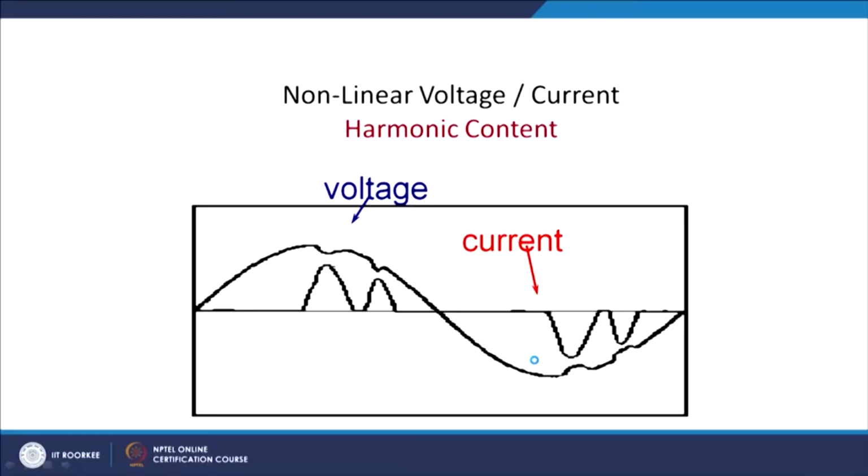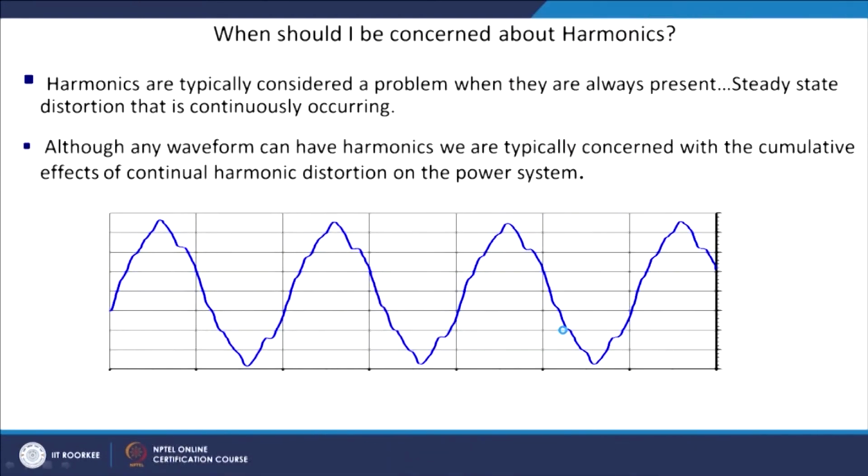So, sometimes this occurs when the diode rectifier is feeding an RC load. The current will have a distortion power factor, and because current flows only for a short duration, there will be a notch in the voltage, and current will flow only during this duration. So, this is the nonlinear voltage and current with harmonics.